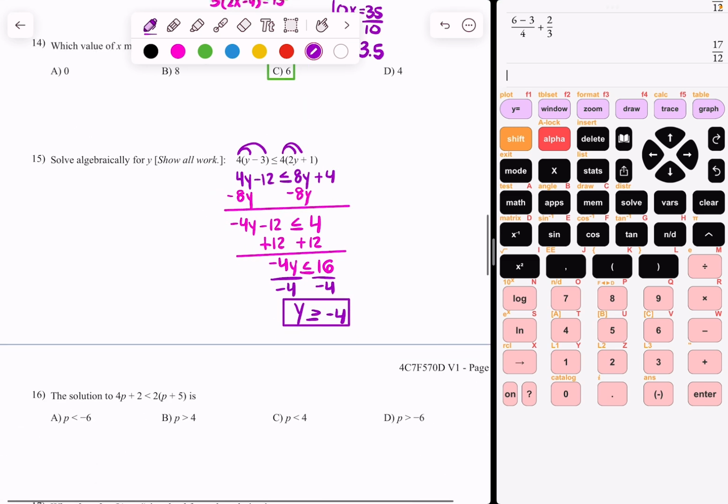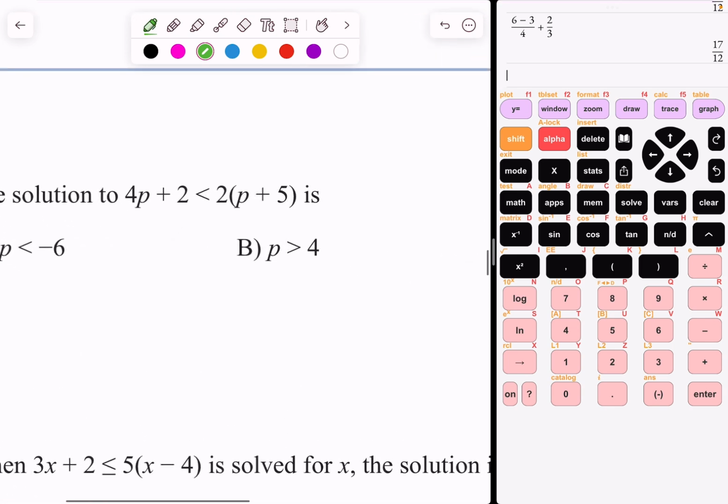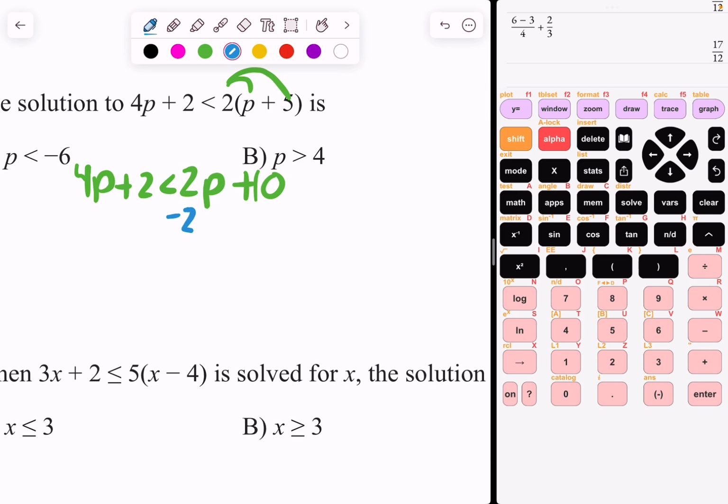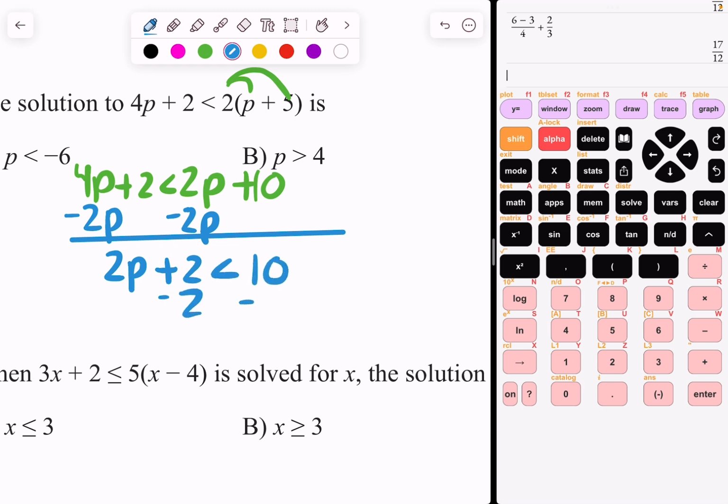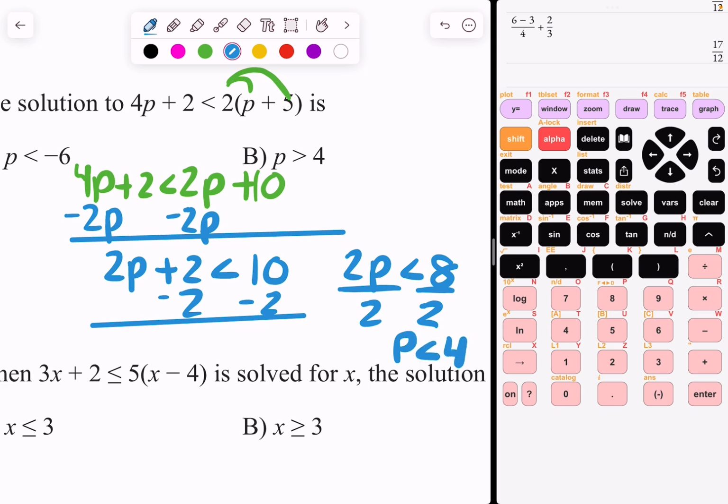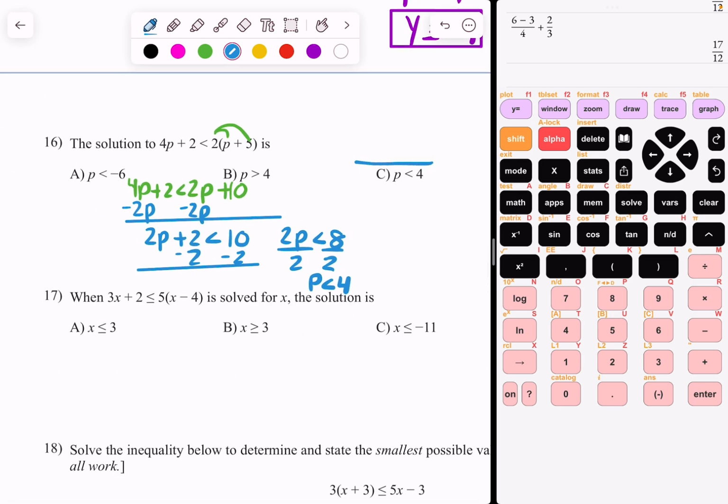Now we have a very, very similar question for number 16. Let's look at it. We don't even need to distribute on the left side. Just leave that alone. On the right side, 2 times p is 2p. 2 times 5 is 10. All right. Let's get rid of the 2p. Let's subtract 2p from both sides. We get 2p plus 2 is less than 10. Subtract 2 from both sides. I get 2p is less than 8. Divide by 2. P is less than 4. We do not need to flip our symbol since we did not divide or multiply by a negative number.